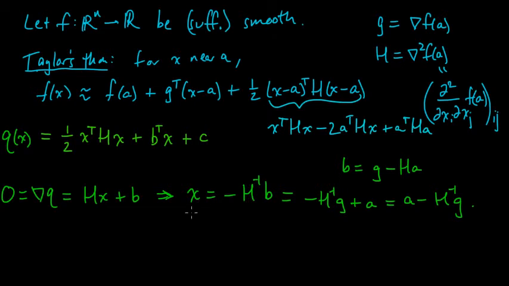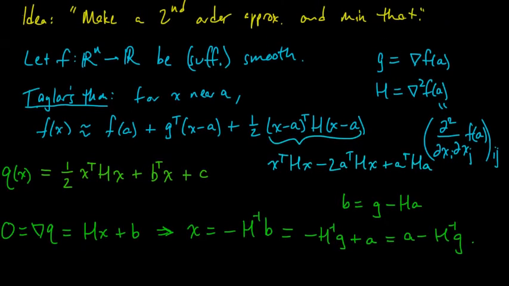Okay, so this gives us our minimum, right? That was what we wanted. We made our second order approximation, and then we minimized it. So we got the new x. So this tells us, well, I guess first we should check to make sure that it's a minimum. So let's do that. So that's a critical point.